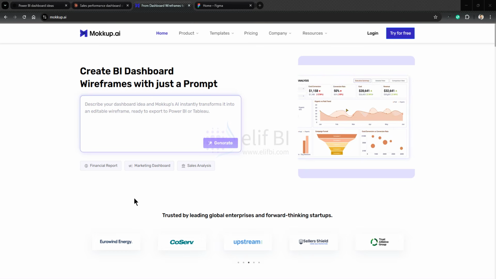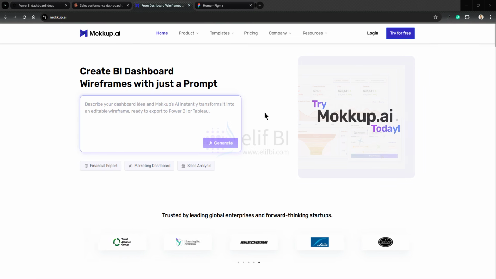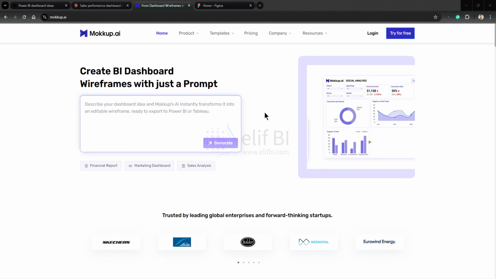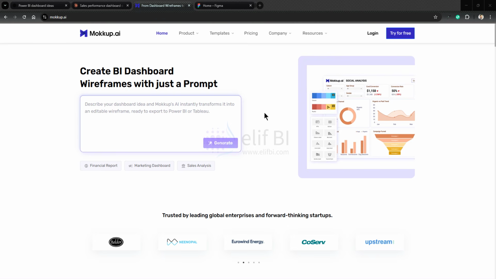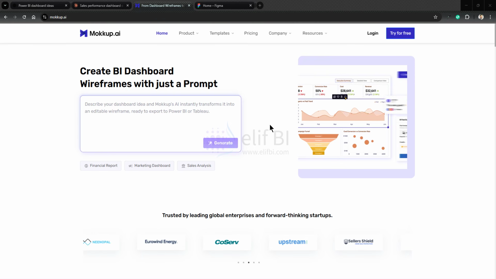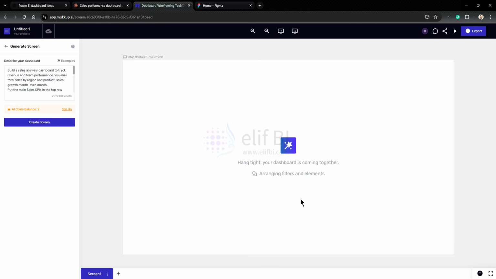Another tool that you can use is Mokkup.ai, but I think they have a specific limit. If you are using the free plan, there are some credits that you can only use for a couple of dashboards, and then you need to buy those credits. Nevertheless, we can see if we can get something out of it. So after logging in using a new account, I will paste that prompt here. So it's the same prompt. Let's generate and let's see what happens.